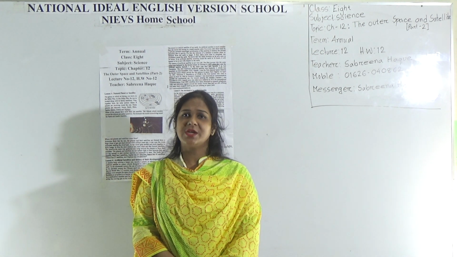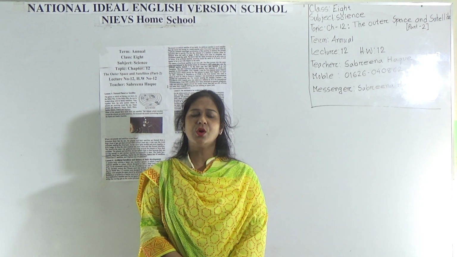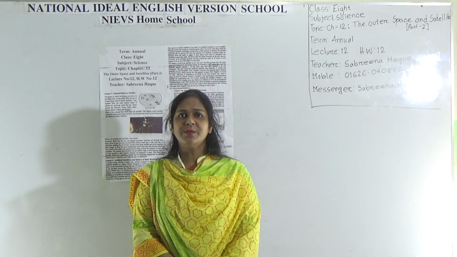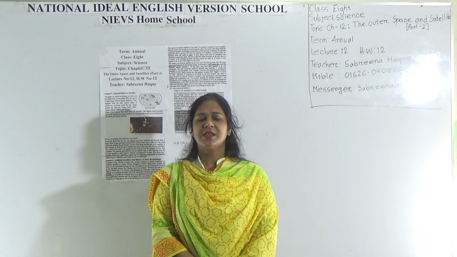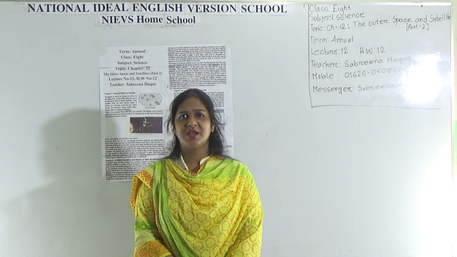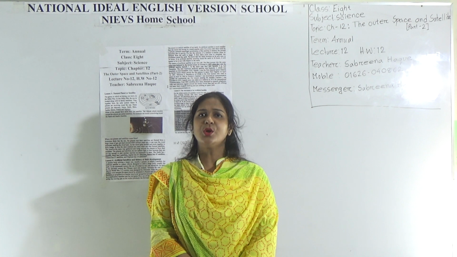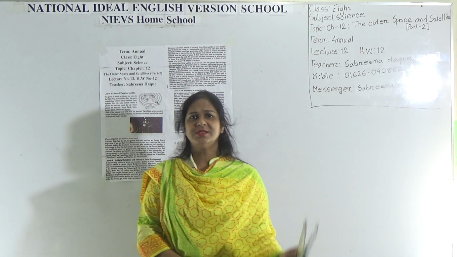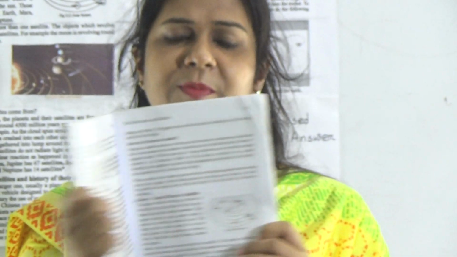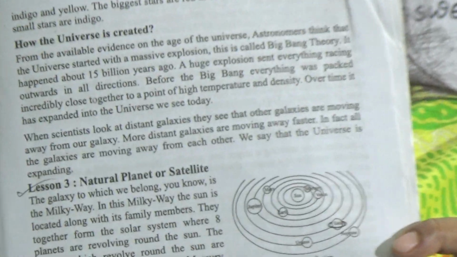Today I am going to take a science class for class 8 students based on chapter 12. The name of the chapter is Outer Space and Satellites, and this is the second part of the chapter. Dear students, take your textbook in your hand, open page number 127 and follow the class with your textbook. Today we will discuss lessons 3, 4 and 5. So dear students, let's start the class.